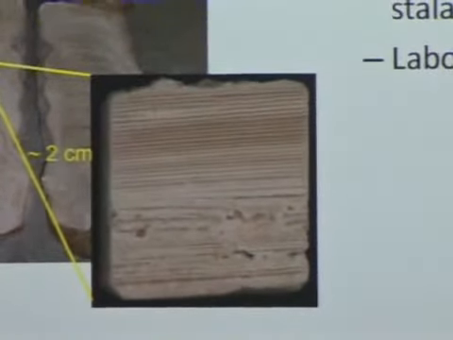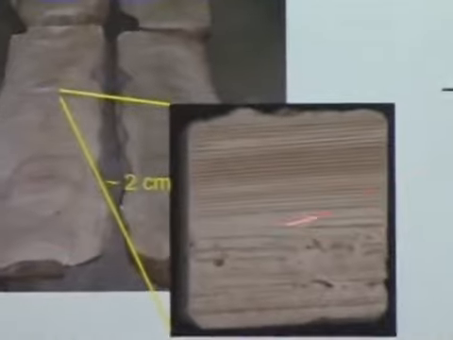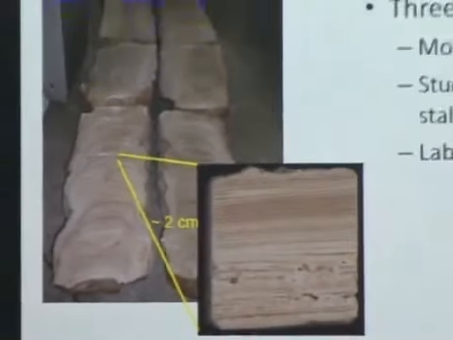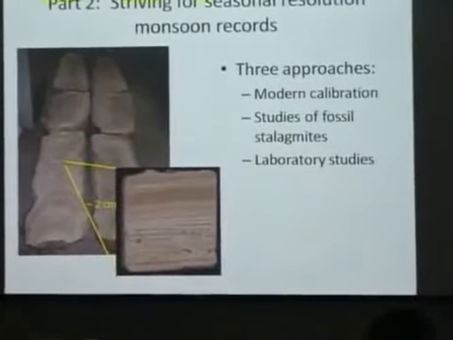And we've taken a few approaches to try and get seasonal resolution climate records out of these. One is a modern calibration approach, which is also important for understanding the interpretation of the long-term proxy records. A second approach is studying the seasonal changes in the stalagmites. And then a third is actually laboratory studies, which I don't think I'll have time to talk about, which is actually growing calcite in the lab under controlled conditions to investigate the effects of things like temperature, CO2, degassing rates, etc., drip rate on speleothem calcite geochemistry.